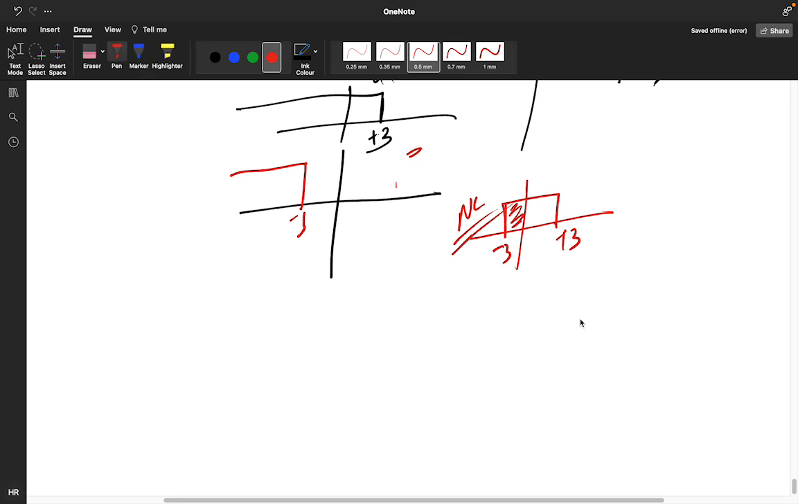So like that, we need to check the stability or instability of the LTI system. So how can we check the system is stable or not?